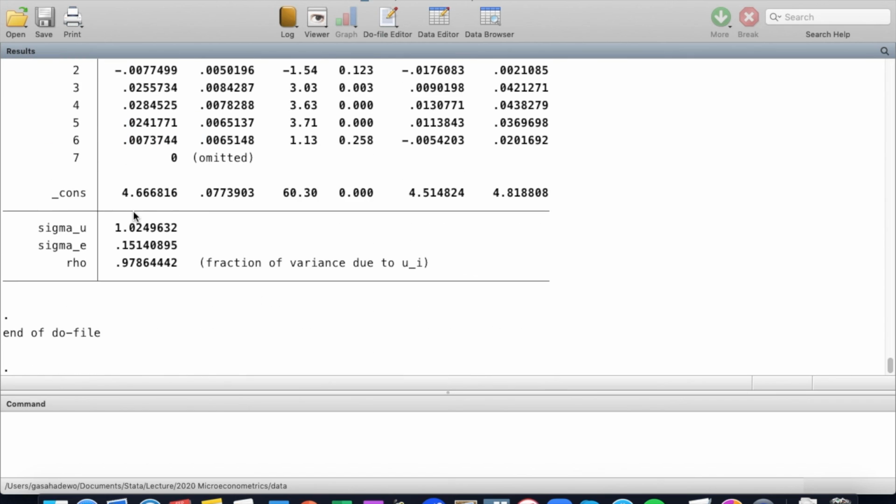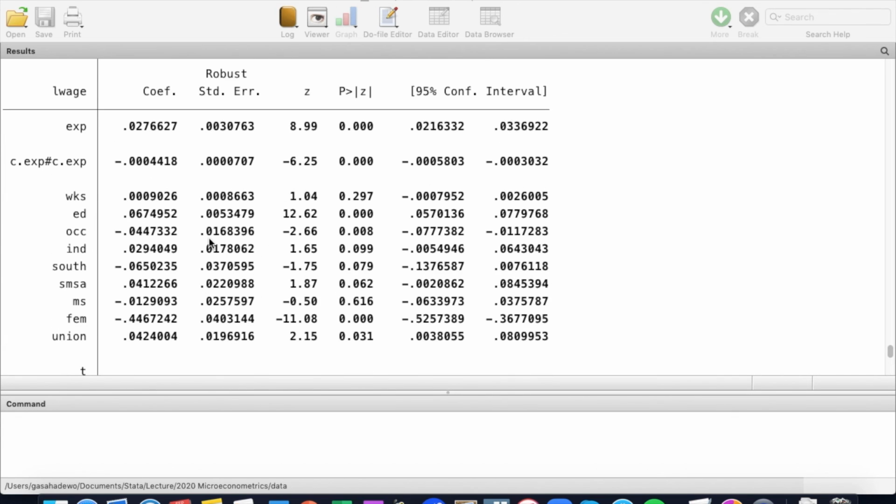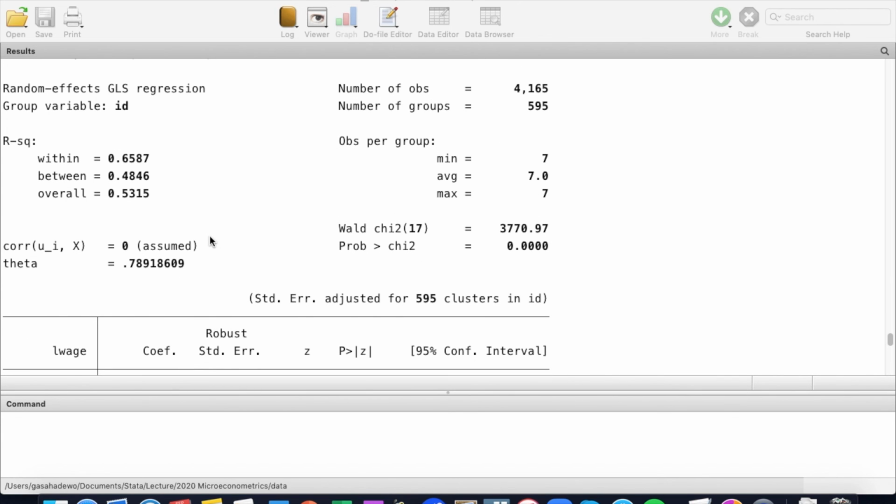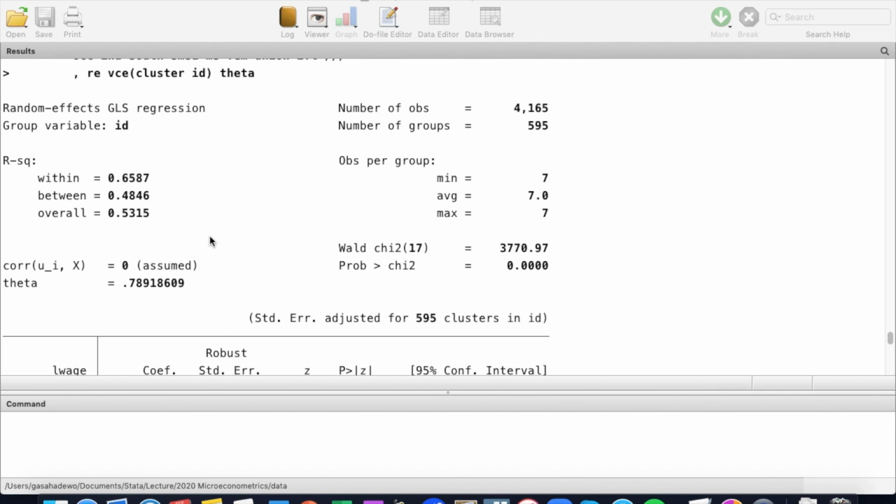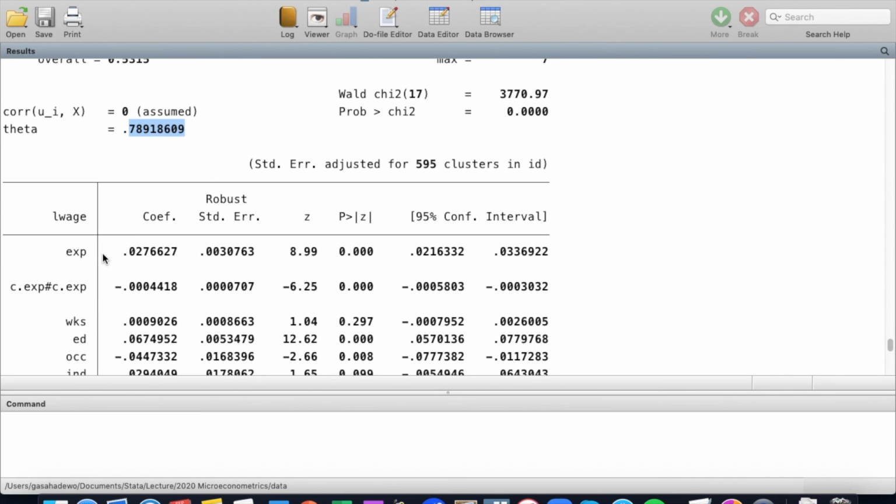Okay. Now let's see another example, which is the random effect assumption. Recall that for a random effect estimation, the first thing that they need to do is estimate theta. They estimate theta from the residuals of the fixed effect and the pooled OLS, and they get a theta of 0.789. Again, this is an estimated theta, or theta hat. As you can see, the estimated coefficients of experience and the square of experience are also statistically significant.